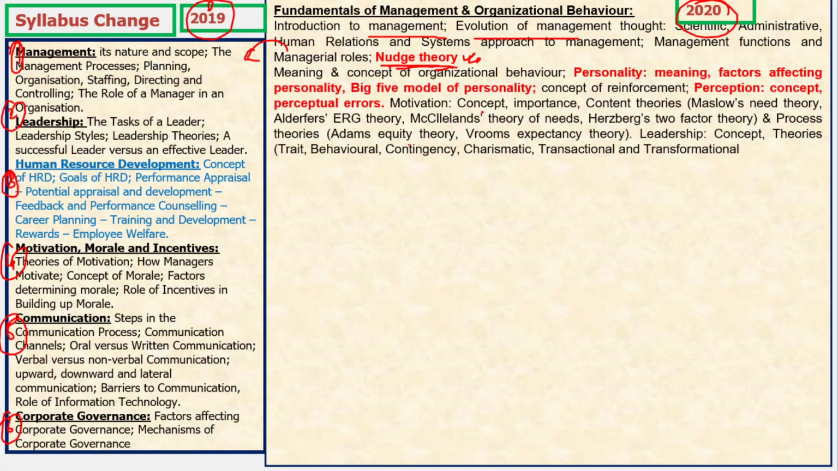Next was the meaning and concept of organizational behavior. This part was new because organizational behavior per se, as a topic in itself, was missing in the previous syllabus, and was made an integral and major part of this year's syllabus. In that they also specified personality, the variance of personality, various factors affecting personality, then the Big 5 model of personality, the Ocean model, right? Reinforcement was earlier there also, but they mentioned it specifically this year so that we know the concept of reinforcement. Then perception, concept, perceptual errors, all of this stuff.